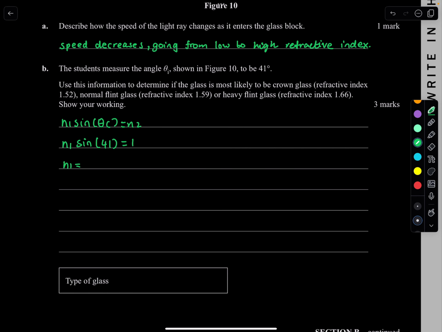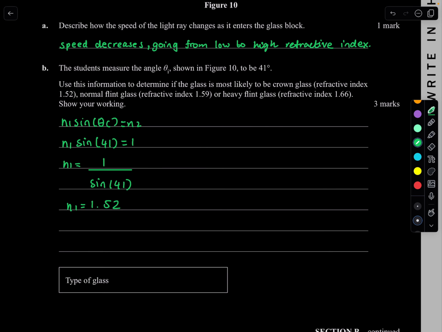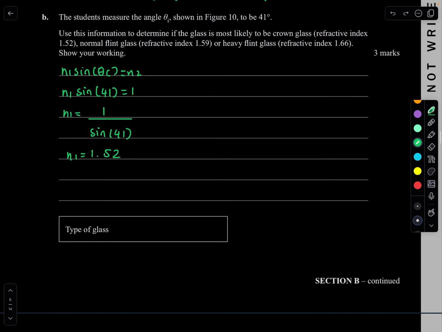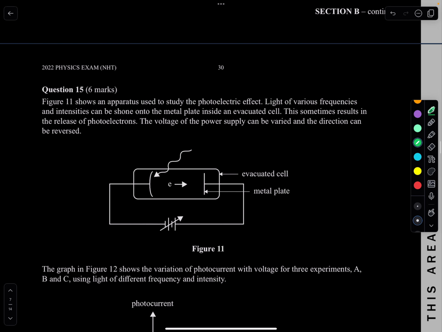So N1 is 1 over sine 41. That gives me 1.52, which is your crown glass. So your type of glass is crown glass. Beautiful.